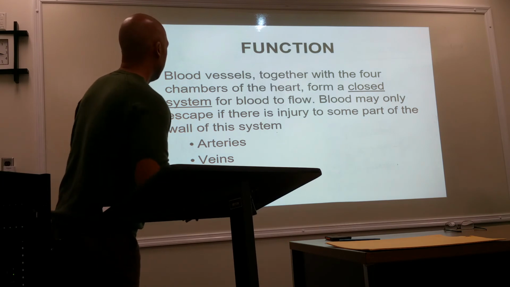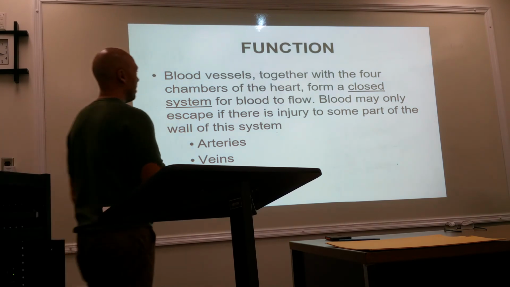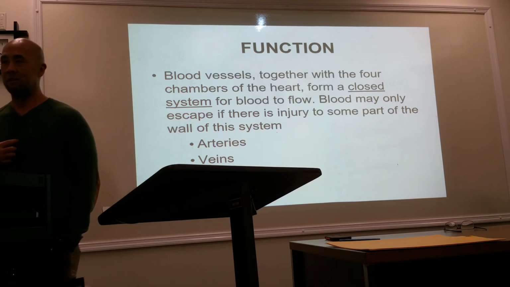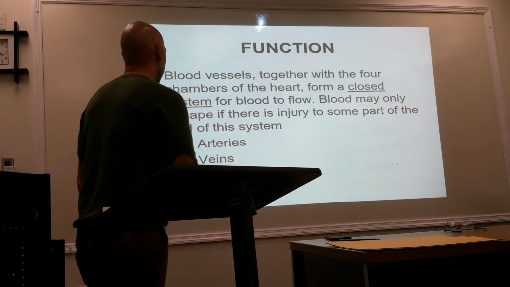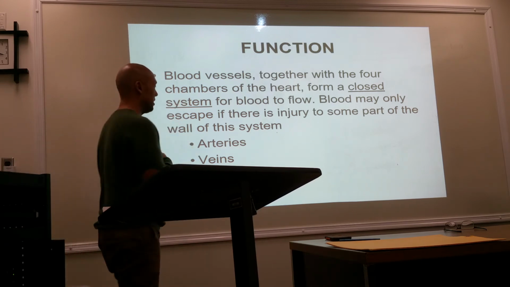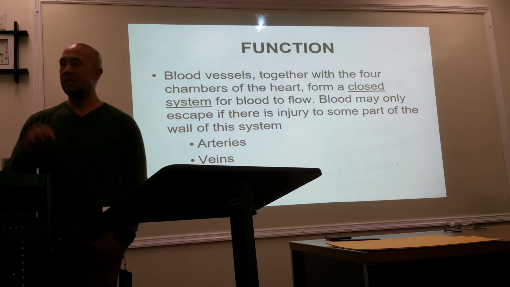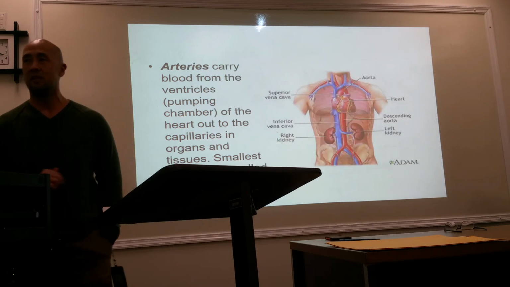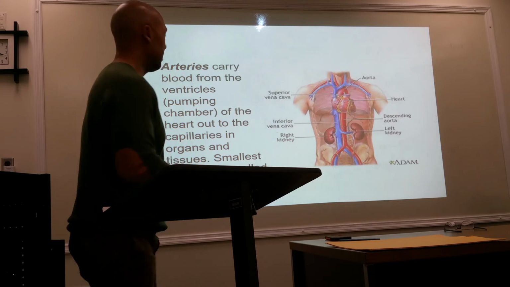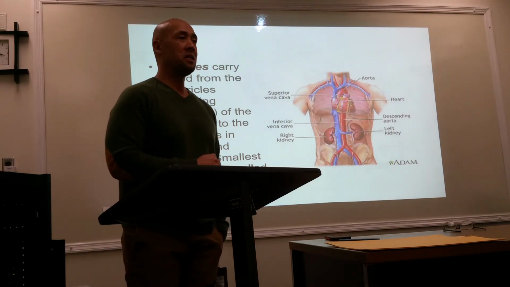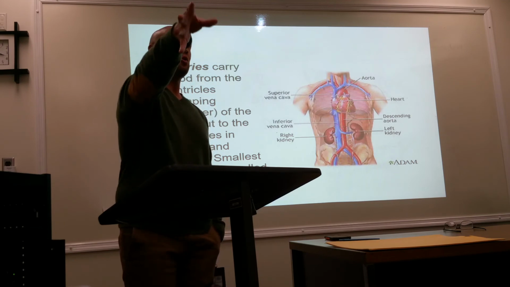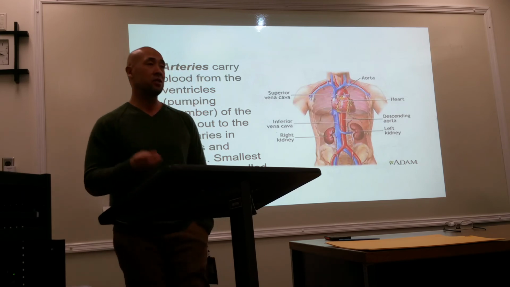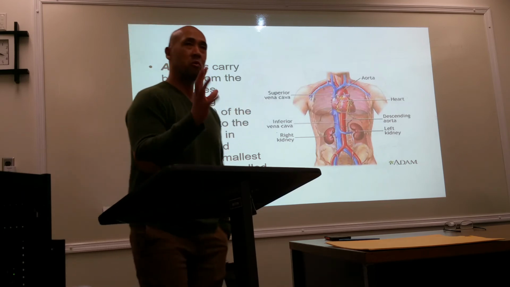The function. Blood vessels together with the four chambers of the heart form a closed system for blood to flow. Blood may only escape if there is injury. The different vessels in our circulatory system are arteries, veins, and the smaller arteries and veins, which are capillaries, but we do have specific names for those. Arteries carry blood to the tissues. They carry oxygenated blood to your vital tissues and organs. This is where perfusion occurs.